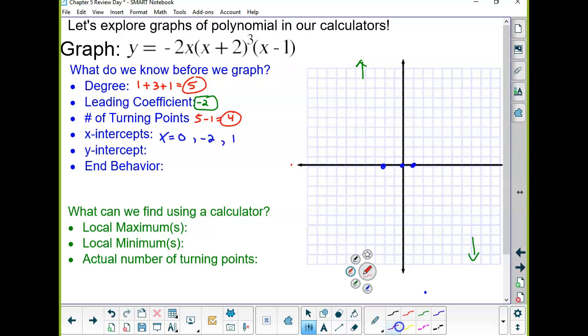The y-intercept is whenever x is 0, and we just simplify everything out. Well, this is something interesting. What if x is 0 right here? That's going to make this whole thing 0 times whatever these two turn out to be. It doesn't matter. It's going to be 0. So I know that my y-intercept is also the same as one of my x-intercepts.